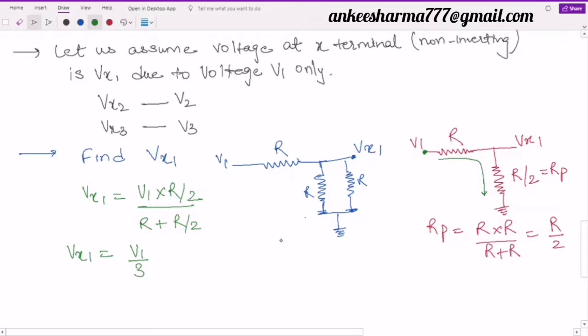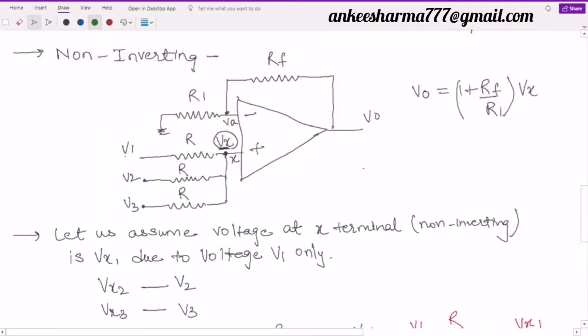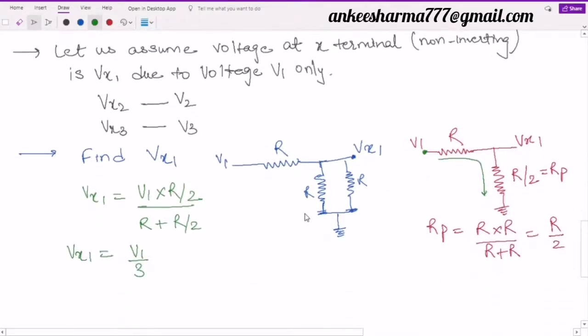Right? Similarly, as the other resistances are also the same, all three resistances are R. It means when I take V2, V1 and V3 will be 0. We will have the same diagram, only V1 will be replaced by V2. Then you can say here that the other voltage Vx2, which is due to the voltage V2, will be equal to V2 by 3. Similarly, for the third case, where we have the V3 voltage and V1 and V2 are connected to ground, we will have the voltage Vx3, due to V3. So these Vx1, Vx2, Vx3 will each be equal to the respective voltage divided by 3.